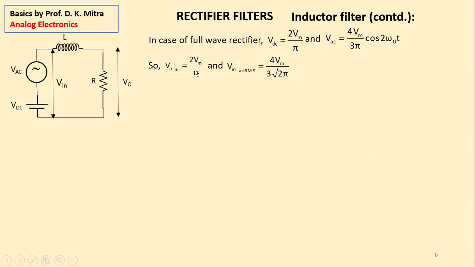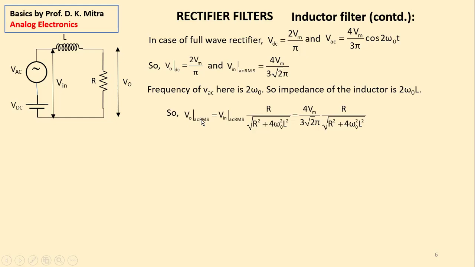DC is 2 Vm by pi, and AC RMS is 4 Vm by 3 pi root 2. So this is the rectifier output, which you are giving here at V in. Then it goes into the inductor and the resistance, right? Frequency of VAC here is 2 omega 0. So the impedance of the inductor, mind it, is 2 omega 0 L, right? That means in a half-wave rectifier, the impedance of this inductor was omega 0 L. Now it is 2 omega 0 L.